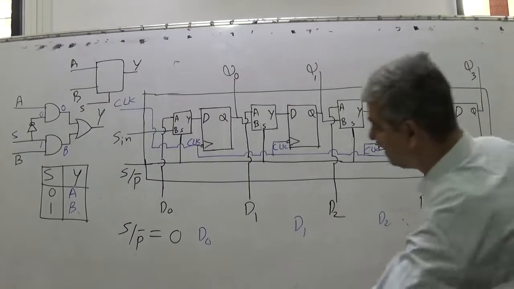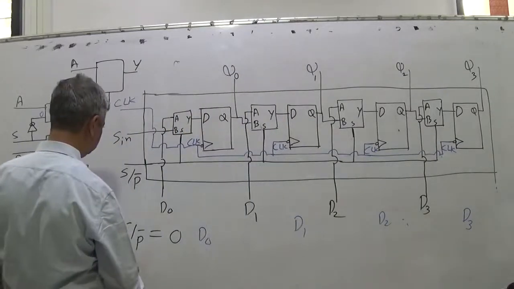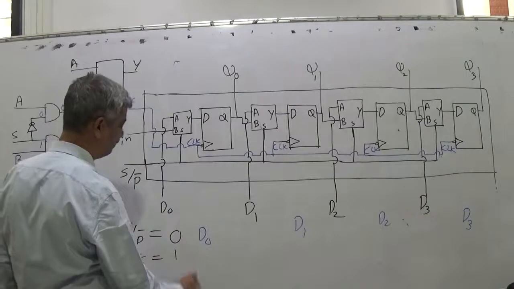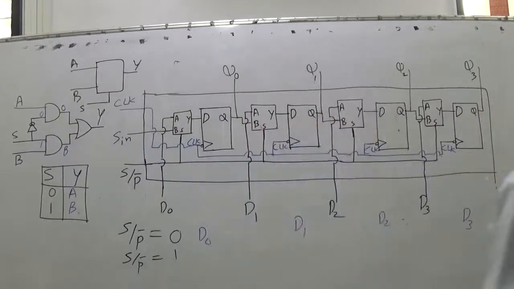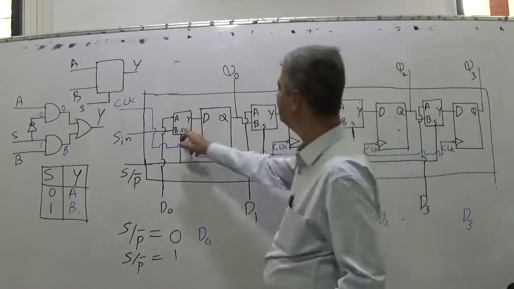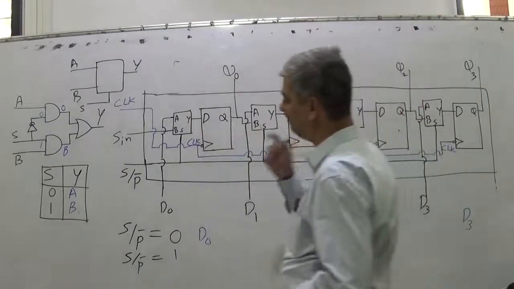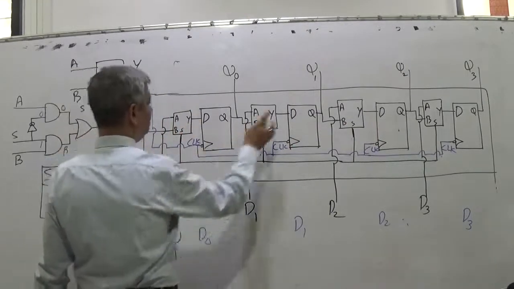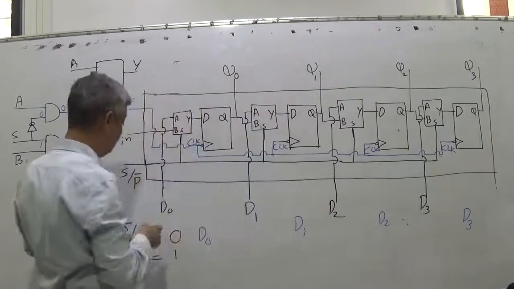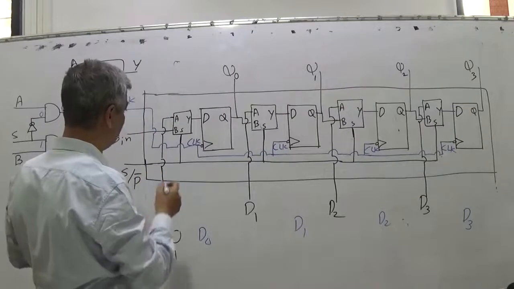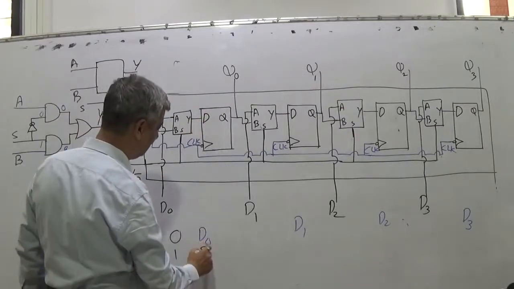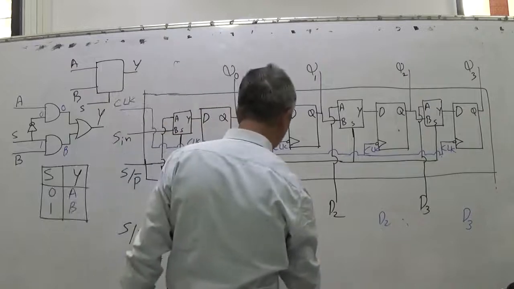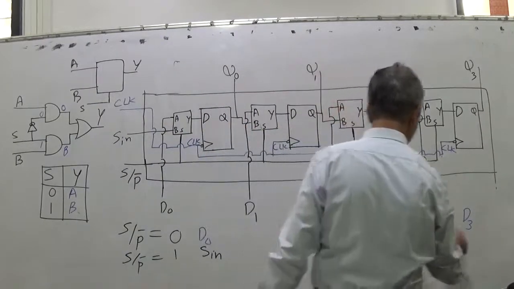And when S/P bar is 1, what is going to happen? When S/P bar is 1, the pin S/P bar is connected commonly to pins S of these select blocks. So when S/P bar is 1, this Y will be this B. What is this? S in. This Y will be this B. What is this? Q0. So when S/P bar is 1, inputs to these 4 flip-flops would be S in, Q0, Q1 and Q2.